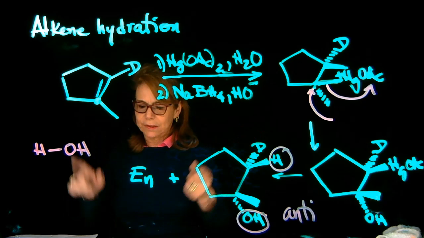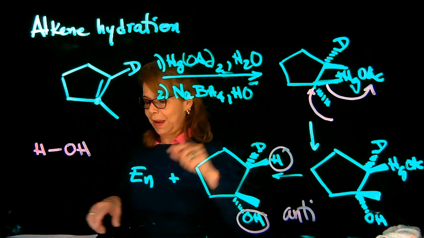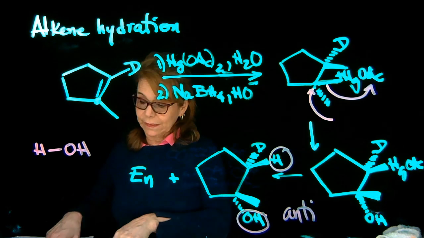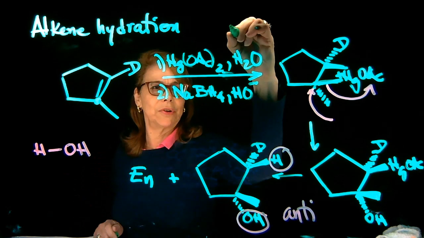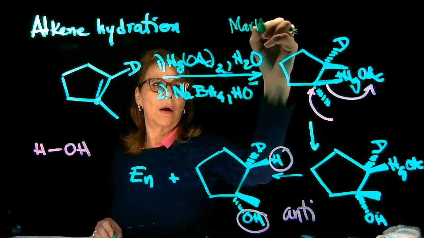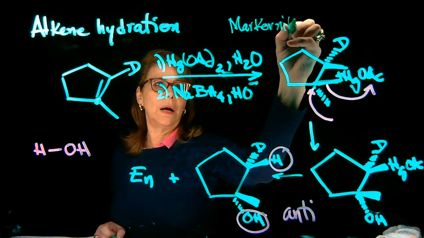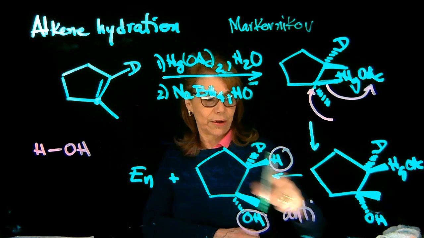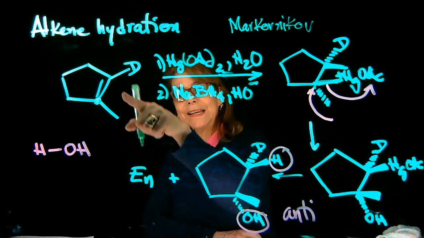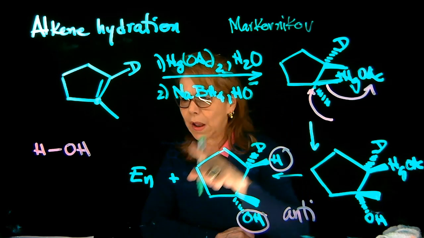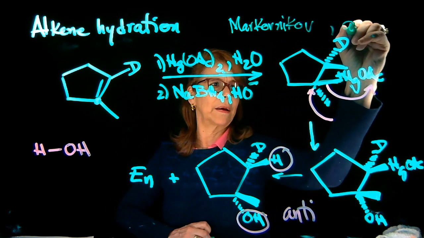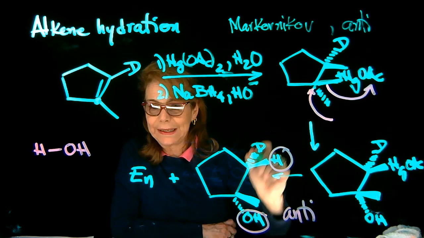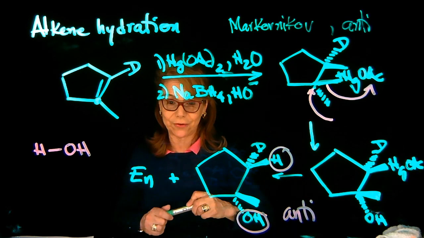So summarizing the reaction as we have seen before, with this reagent the regiochemistry is Markovnikov, because your final product has the OH at the more substituted carbon and the H at the least substituted. It is Markovnikov, but it is also anti, because the OH and the H end up on opposite sides with respect to that plane.